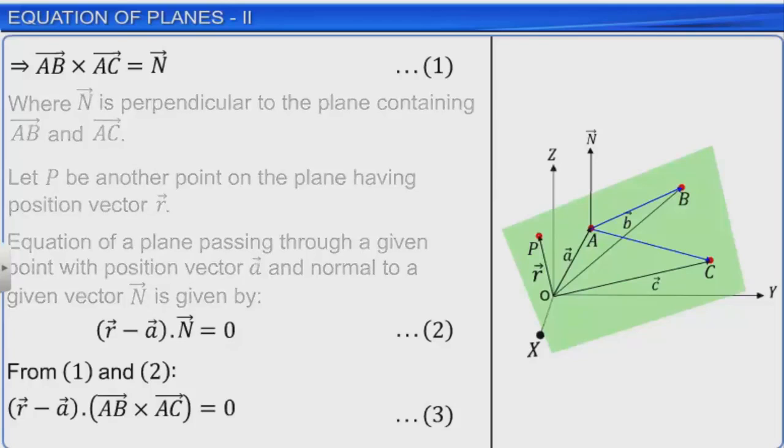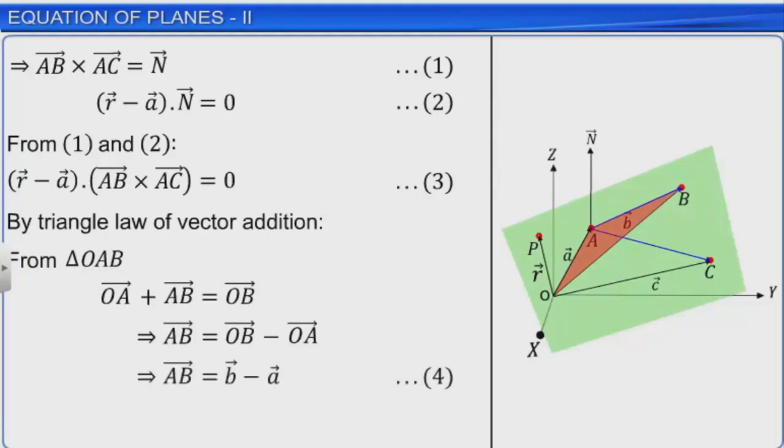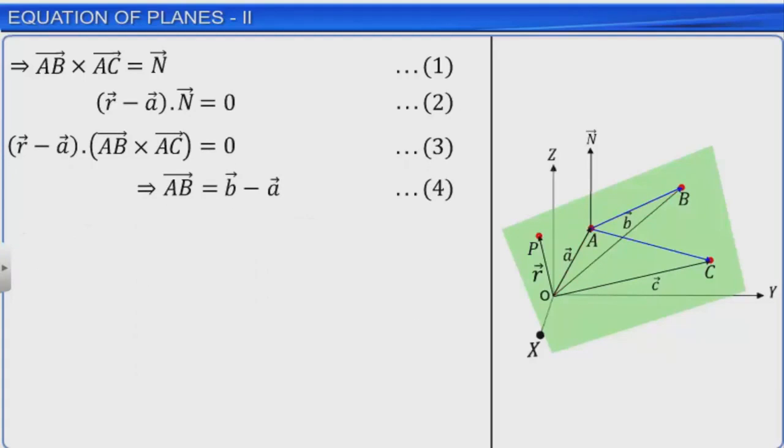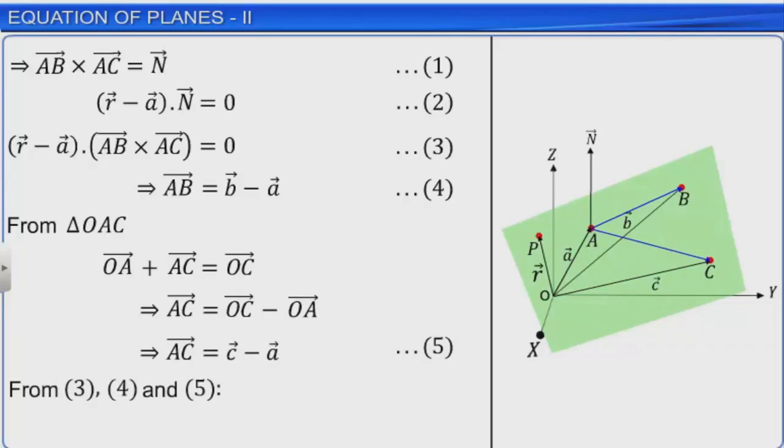Applying the triangle law of vector addition to triangle OAB and rearranging the result, we get equation 4. Similarly, applying the triangle law of vector addition to triangle OAC and rearranging the result, we get equation 5. Substituting the values of vectors AB and AC from equations 4 and 5 in equation 3, we get equation 6, which is the vector equation of a plane passing through 3 non-collinear points A, B, and C.